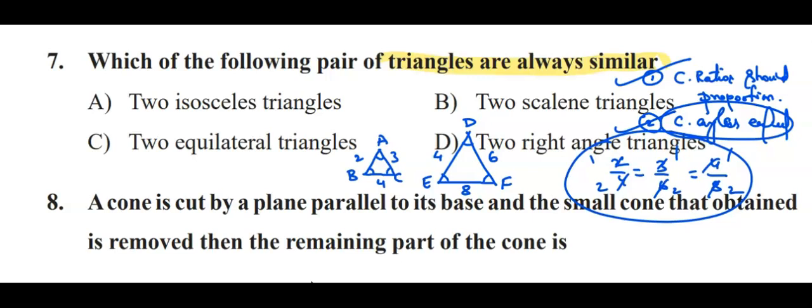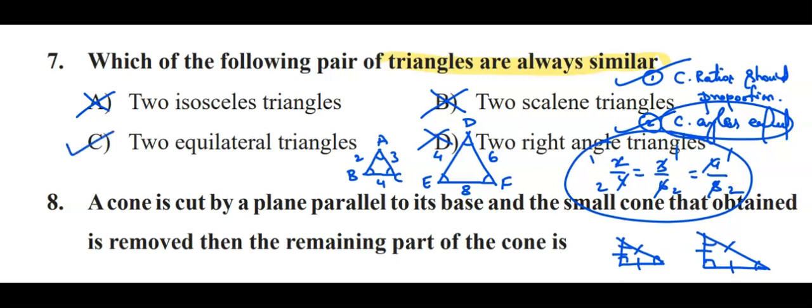What does it mean? In an isosceles triangle, it is not possible because only 2 sides are equal here. Scalene triangle, it is not possible because all the sides are different. Right angle triangles also it is not possible. As you can see, if this is a right angle triangle, this is one more right angle triangle. And this hypotenuse and this hypotenuse may not be in the same proportion. This and this also may not be in proportion. This side and this side also may not be in proportion. Got it? Angles may be equal, but sides are not in the same proportion. So the correct answer is option C.